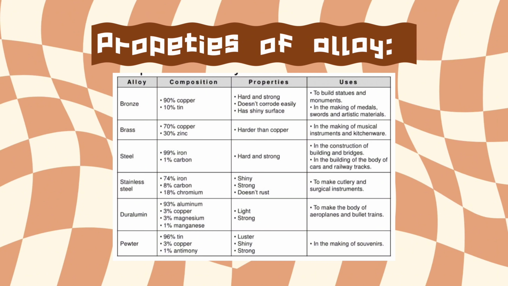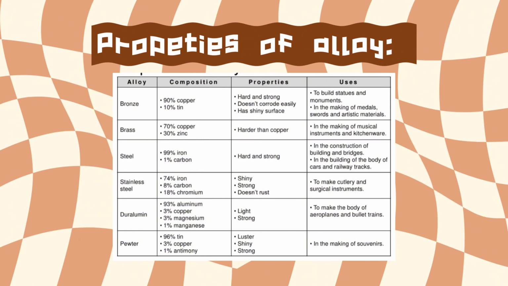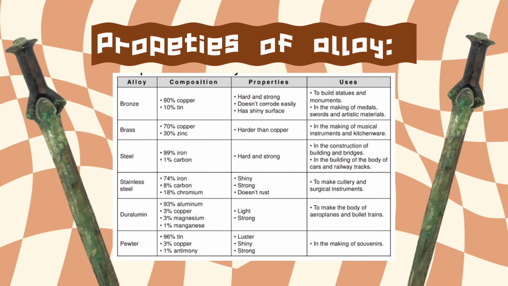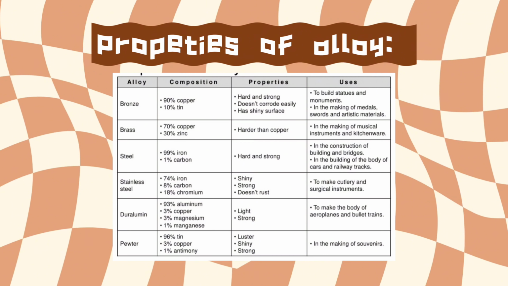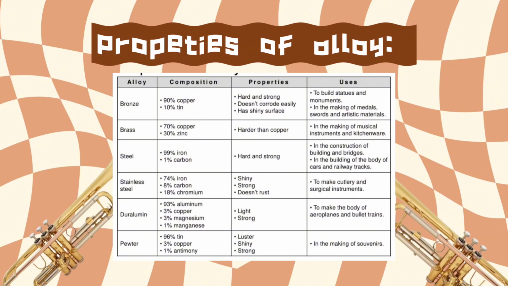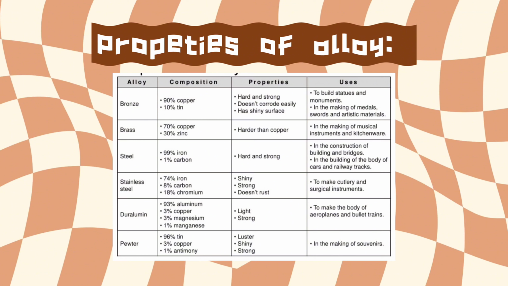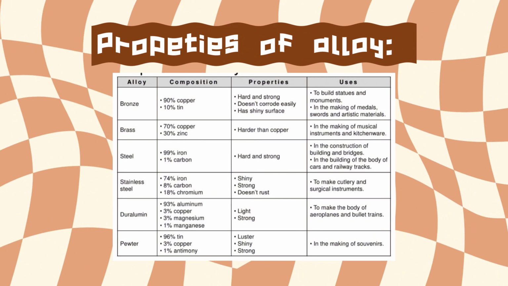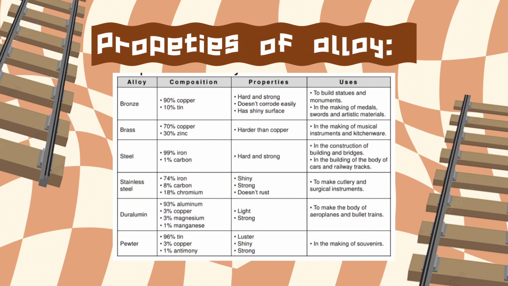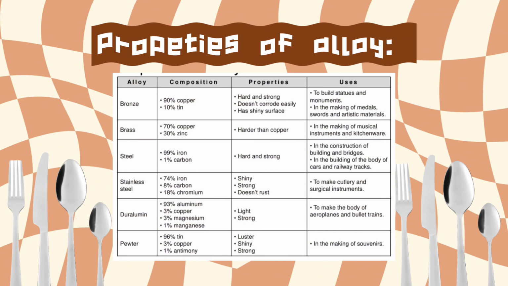The use of bronze is to build statues and monuments. Besides, it is also used in the making of medals, swords, and artistic material. For the next one, brass. Brass is used to make musical instruments and kitchenware. For steel, it is used in the construction of buildings and bridges. It is also used in building the body of cars and railway tracks. For stainless steel, it is used to make cutlery and surgical instruments.